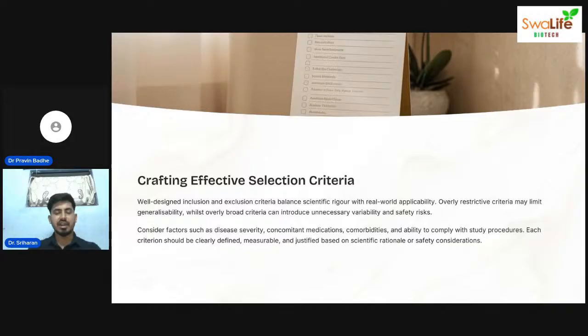Crafting effective selection criteria. Effective selection criteria means your selection criteria should not be overly strict. Overly strict criteria lead to limited participants, so we cannot attain the sample size. Overly broad criteria also lead to variability in the result. So we want to take corrective action while selecting the criteria for inclusion and exclusion. We also consider disease severity, concomitant medication, and comorbidity, because these also reflect in the study. We want to take the correct participants into our study.